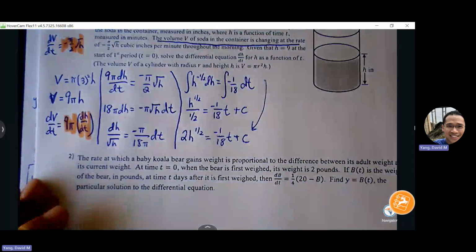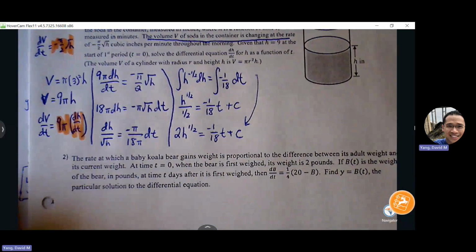So there's two things left that we needed to do. We have to solve for C, and we have to solve for h. Okay, the order doesn't matter. If you want to solve for h first, then solve for C, or we can solve for C first, then solve for h.